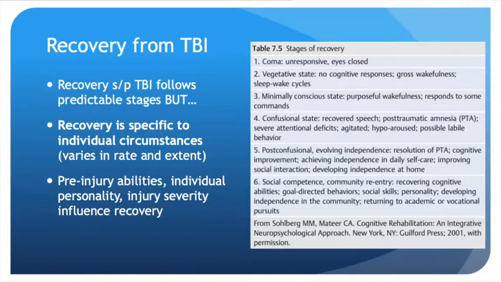And then there's a social competence community reentry stage. So this is the final stage where they are starting to recover their pre-trauma cognitive abilities. They're able to produce goal-directed behaviors. The social skills are reemerging. The personality starts to return to somewhat like the prior functional level. They're developing independence within their community, and they might return to academic or vocational pursuits, although it might not be to the level that they were before.